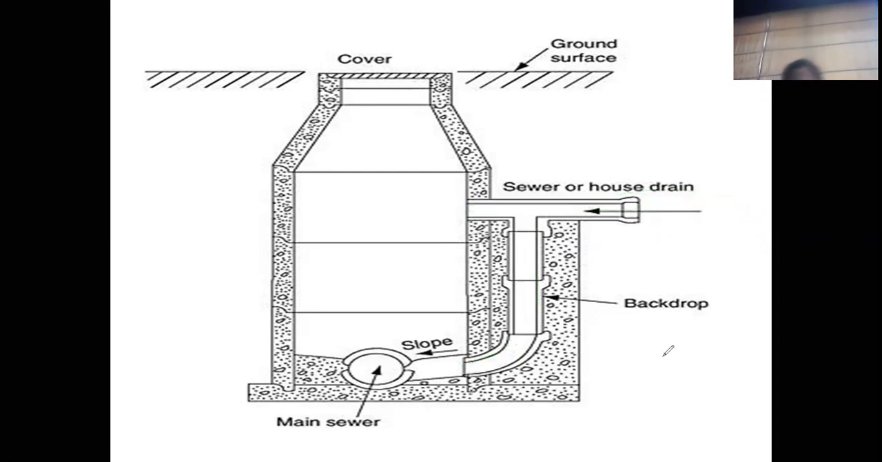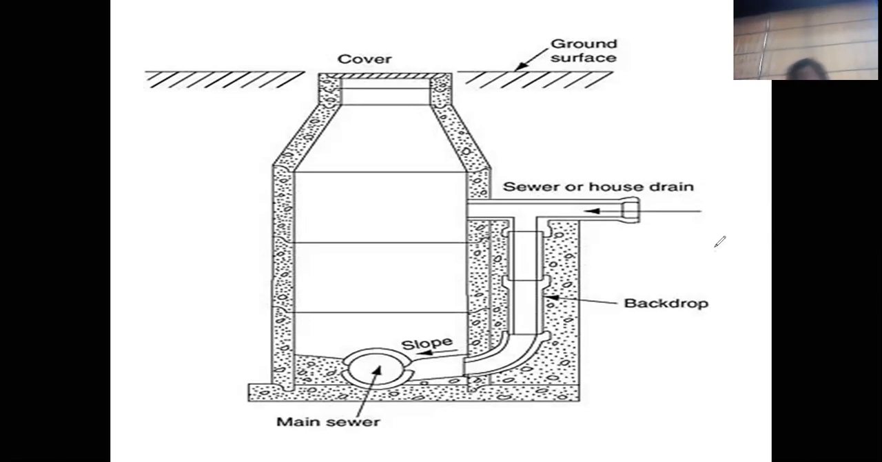Understood? The dropping of sewage from higher level to lower level with the help of drop down pipe is known as the drop manhole, simply. Okay, I think we have written about this drop manhole also. So I will move to the next point, and the next point is nothing but the lamp hole.